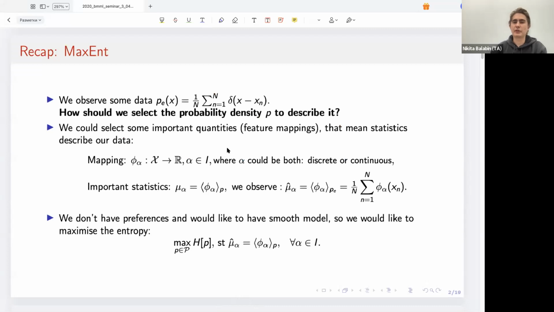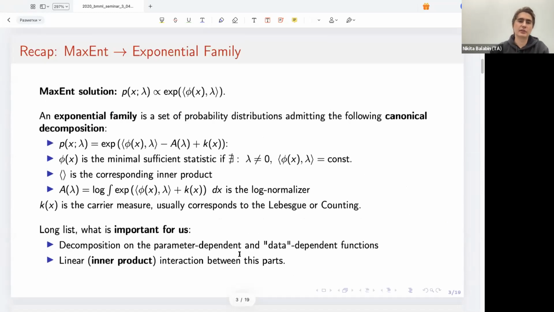We discussed how to construct the model. So we have some data and we want to find some density to describe it. From data, we can construct the features with the mapping, and we can find some important statistics. For example, the mean. And we discussed that to find such a density, we should maximize the entropy given this constraint about the statistics. And we solved this optimization problem and obtained that the solution has the following form.